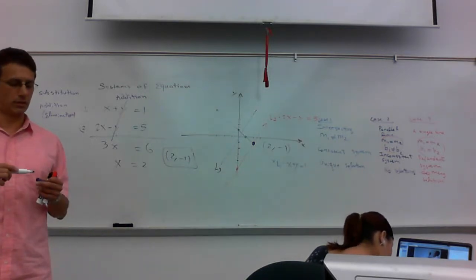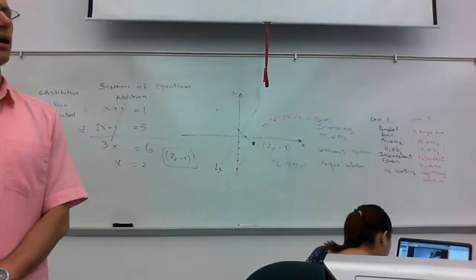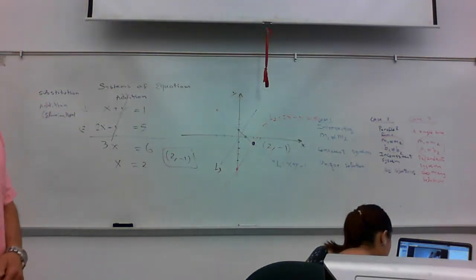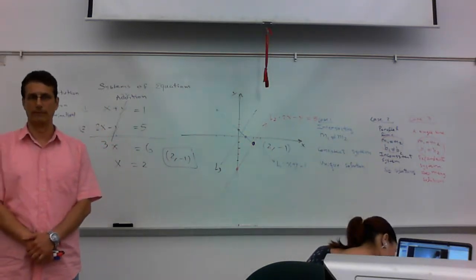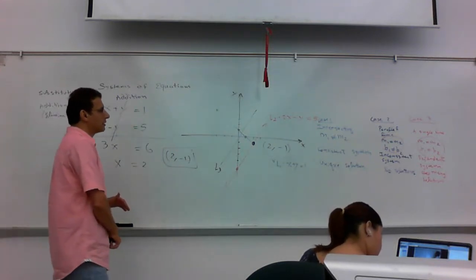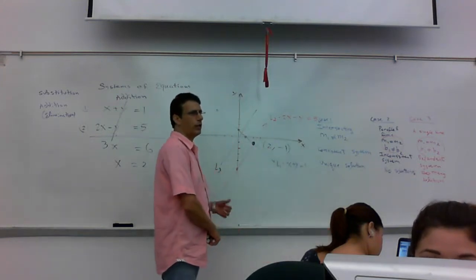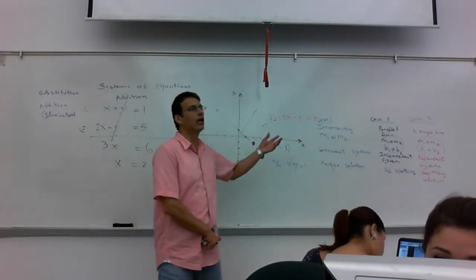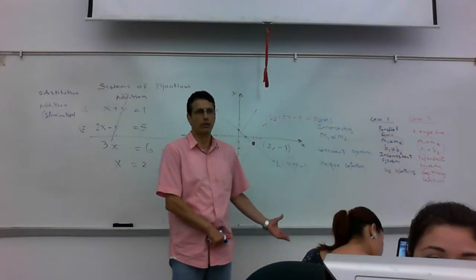Because sometimes substitution works better, sometimes addition. There are other methods that we will discuss in the next course, like matrices, Cramer's rule, and the like. All right? Now, what happens when you're dealing with the first case, whether it's substitution or addition, is that you have to work it out to find out. There's no way around it.